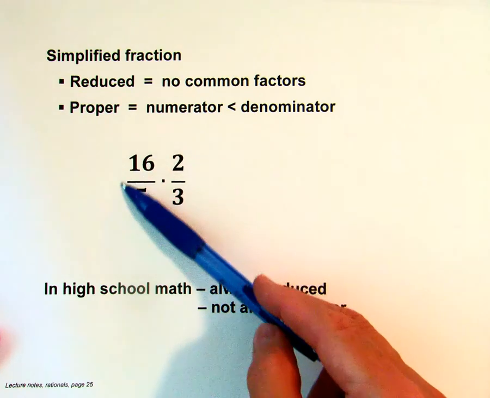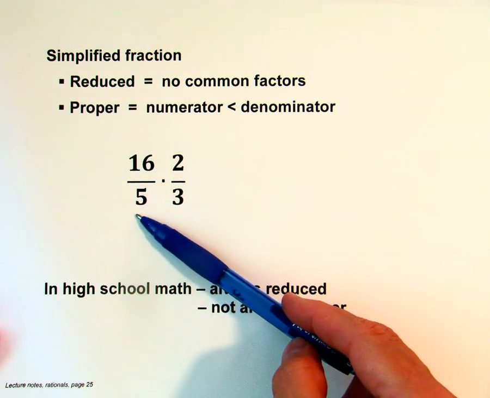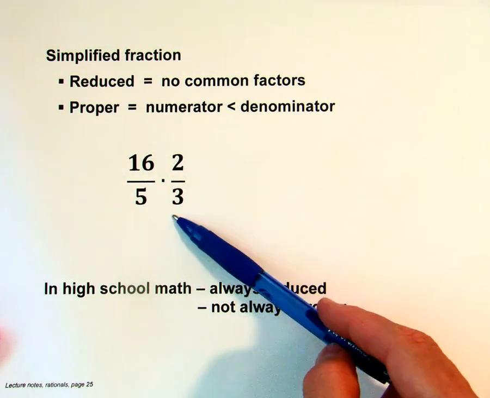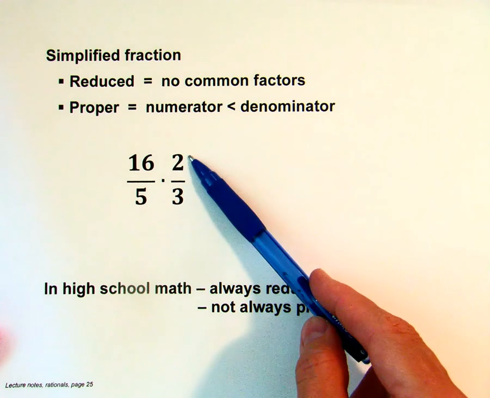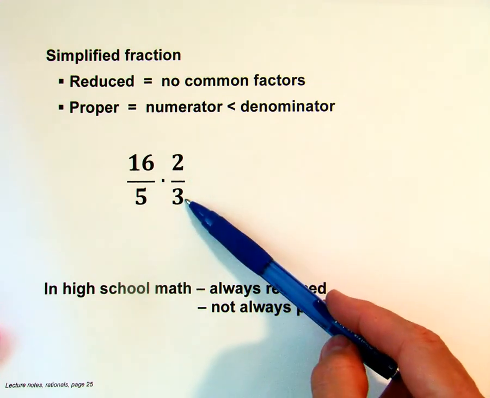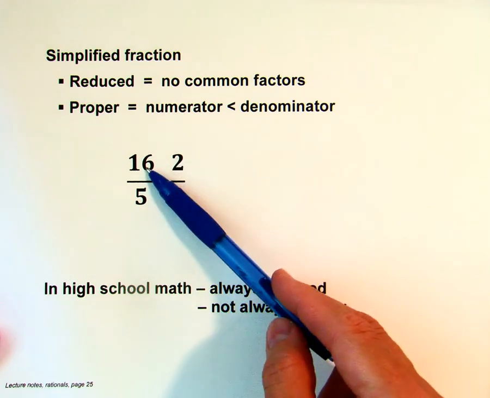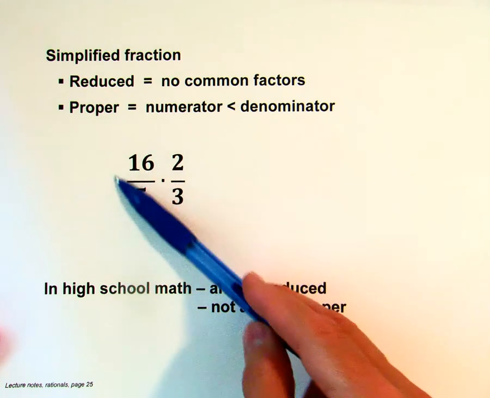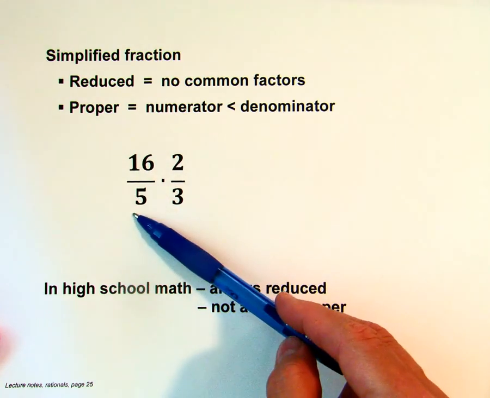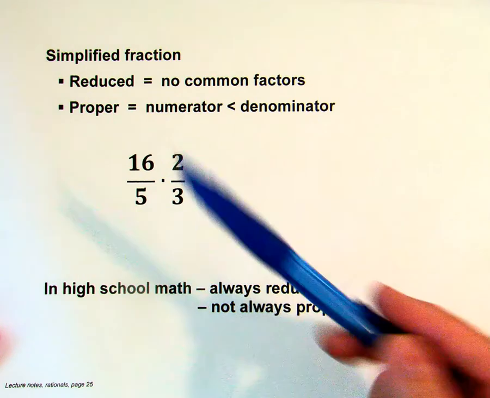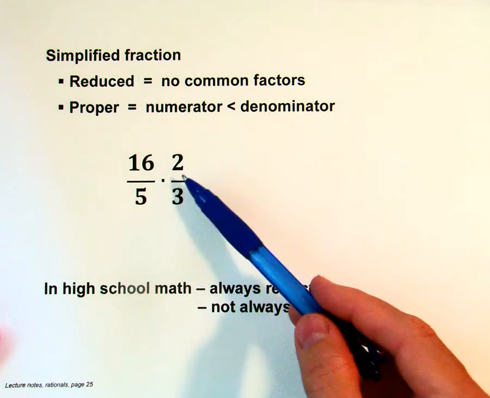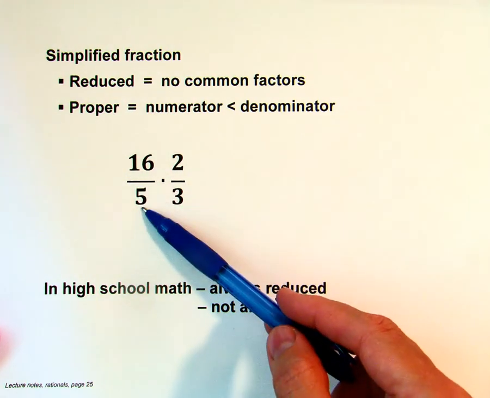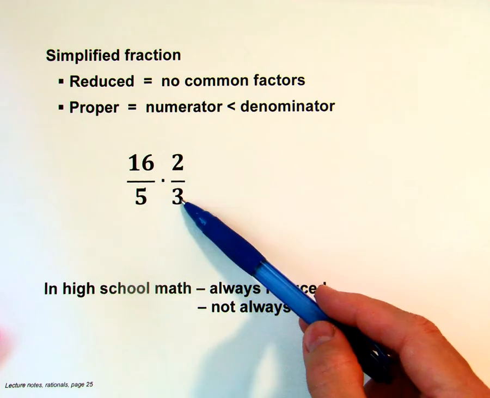This one is not proper. 16 over 5 is improper. 2 over 3 is proper because its numerator is less than the value of its denominator. Here the value of the first numerator, 16, is greater than the denominator. So this one is not proper. It is reduced because it has no common factors. They are both reduced. 16 over 5 is improper. 2 over 3 is proper.